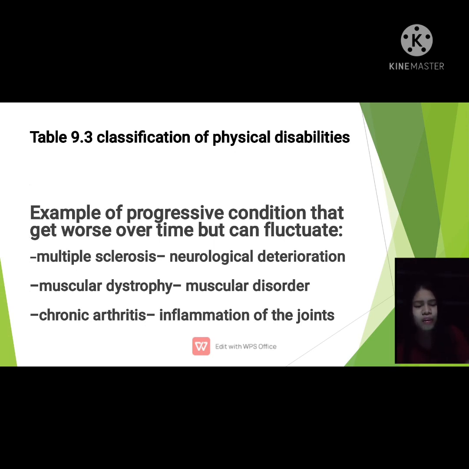Next naman, alamin natin kung ano nga ba yung chronic arthritis. Chronic arthritis is a chronic, progressive, and disabling autoimmune disease. It causes inflammation, swelling, and pain in and around the joints and can affect other body organs. Yan, inflammation of the joints. Inflammation of the joints occurs when the immune system or damaged tissue releases chemicals that cause swelling and other symptoms in a joint.